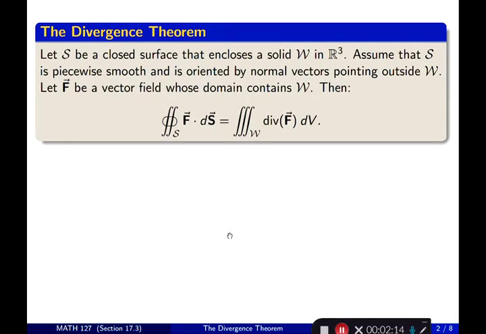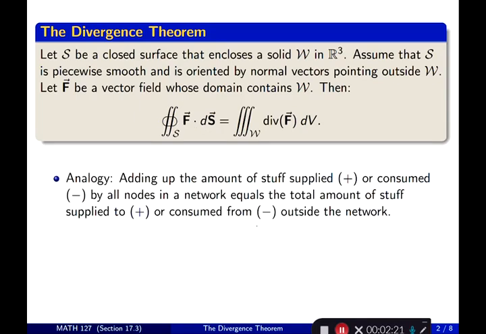So that said, how do I interpret this physically? Basically what you're saying is that you're adding up the divergence at every point inside the solid. You're adding up the points of the solid that are sources, supplying to other places, and you're subtracting the places that are taking stuff away. And so you're adding all those up to see how much is being supplied, how much is being consumed within the solid. And that's the right hand side.